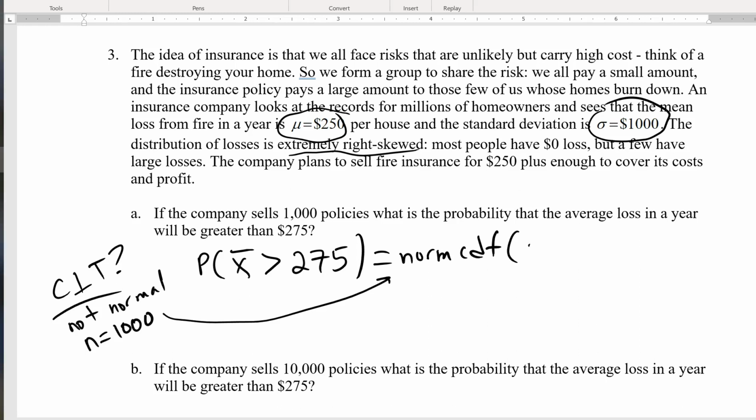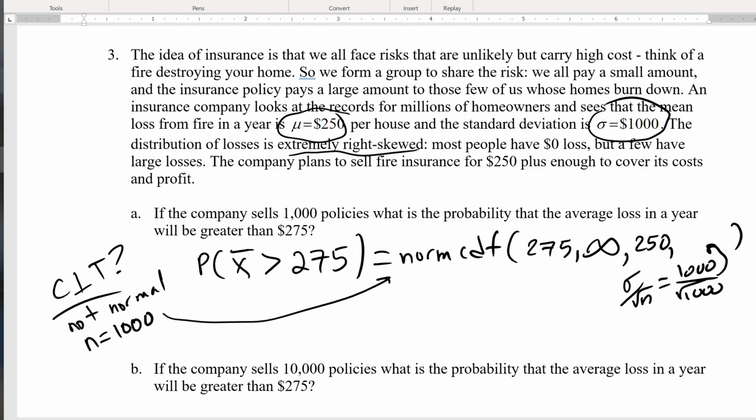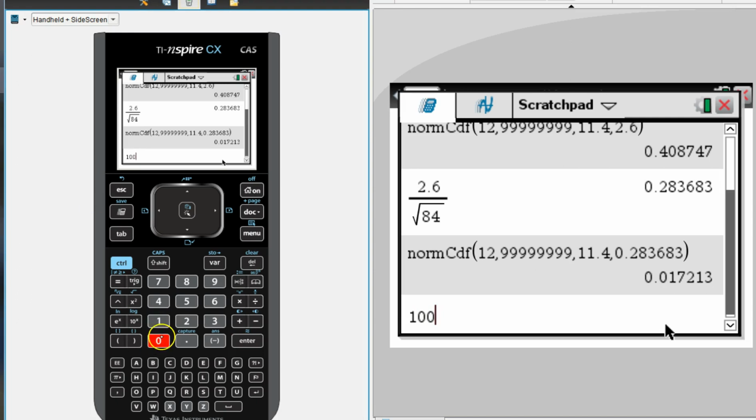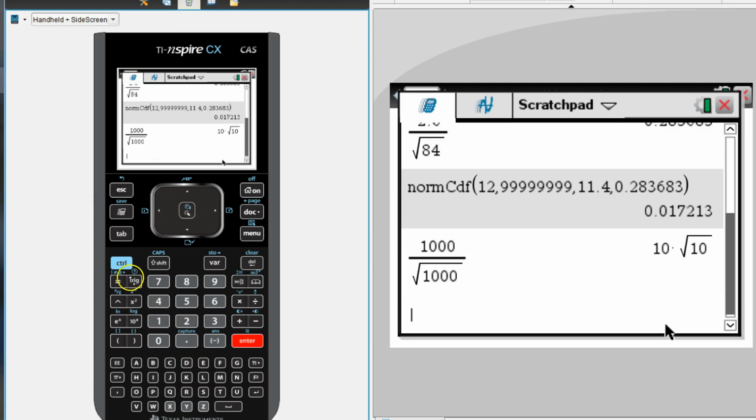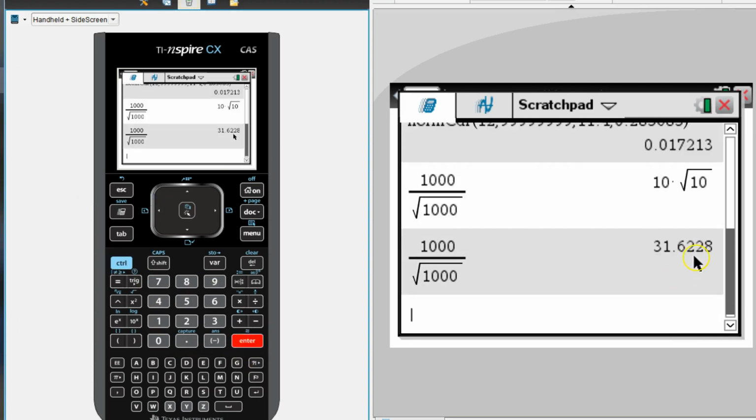What's my minimum? My maximum? Well, you can go up to really expensive houses, right? What's our mean? What's our standard deviation? It's not going to be 1,000, right? It's going to be, so what is 1,000 divided by the square root of 1,000? I don't know. What is 1,000 divided by the square root of 1,000? Well, that's not helpful. How about 31.62?